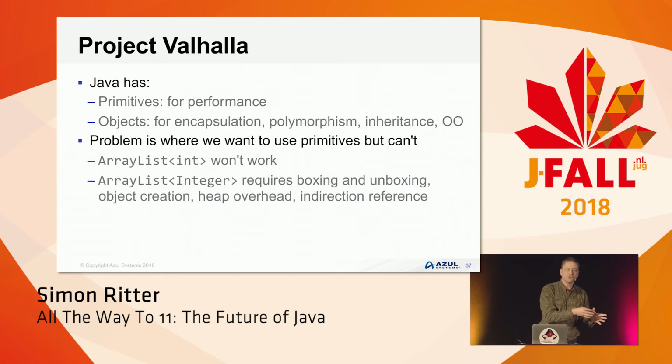So for example, we can't do an array list of int. We have to do an array list of integer, and there's a whole lot of extra stuff that goes on in terms of boxing and unboxing, garbage collection, and things like that. So with Project Valhalla, one of the things they want to do is to enable you to do an array list of int and have it stored as ints rather than integers.